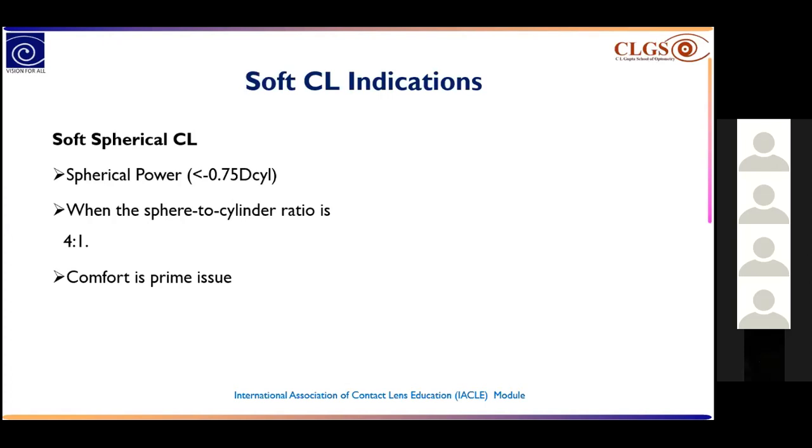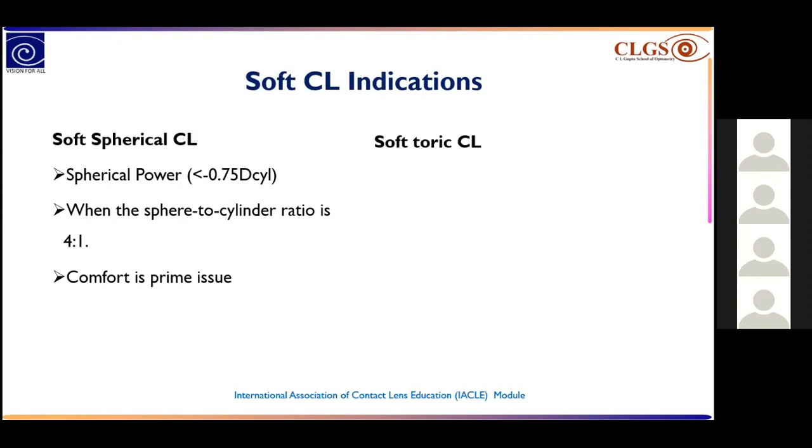It means if the spectacle prescription is 4 diopter spherical along with 1 diopter of cylinder, in that scenario, soft spherical contact lenses can be prescribed as a spherical equivalent if the patient is comfortable with the soft spherical equivalent. And if comfort is the prime issue, there also soft contact lenses will be indicated.